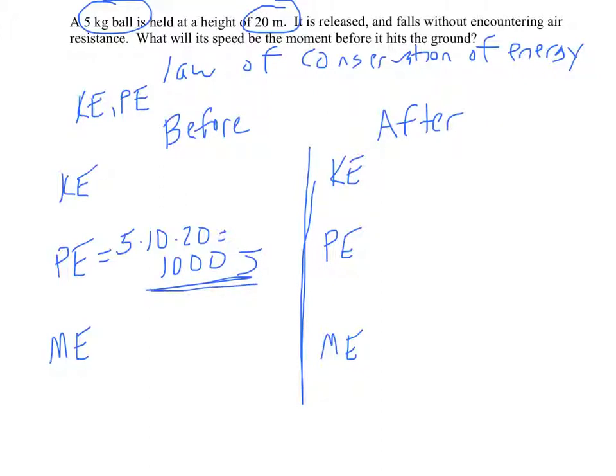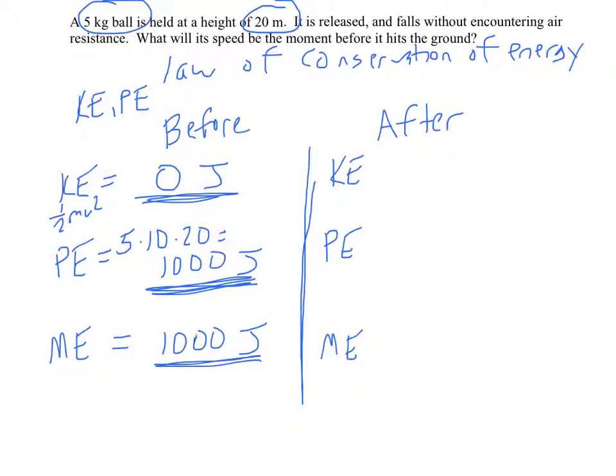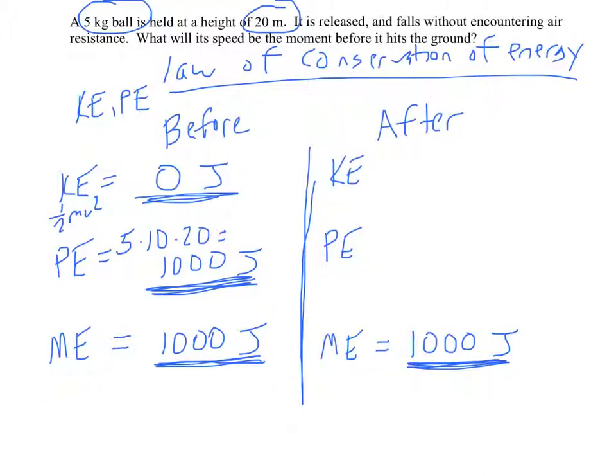Now, it's being held at this height, so that usually means it's not moving. And remember, kinetic energy was 1/2 mv squared. So if it's not moving, its kinetic energy before is 0 joules. So that's its kinetic before, that's its potential before. So the total amount of mechanical energy it has before is 1,000 joules, because mechanical is potential plus kinetic. Now, according to this law of conservation of energy, any energy I had before, the total, should equal the same amount after. So that means there is 1,000 joules of mechanical energy at the end. And so I write that down.